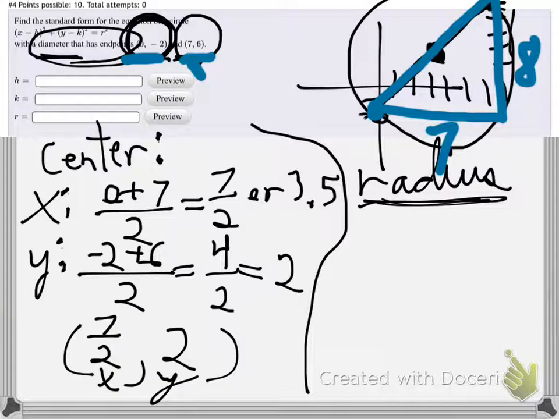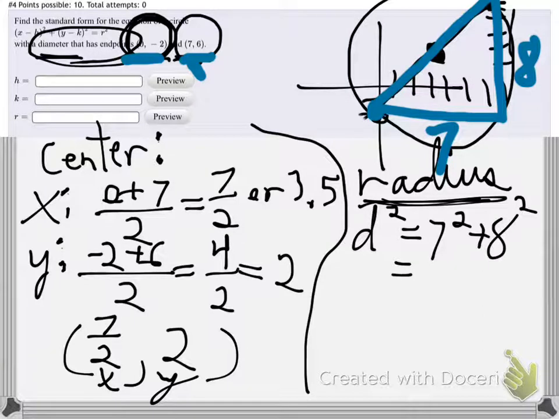And then for the diameter, whatever we call the hypotenuse, the diameter of this thing, that'll be Pythagorean theorem. If I were to call that d for diameter, we would say diameter squared equals 7 squared plus 8 squared. That's 49 plus 64.